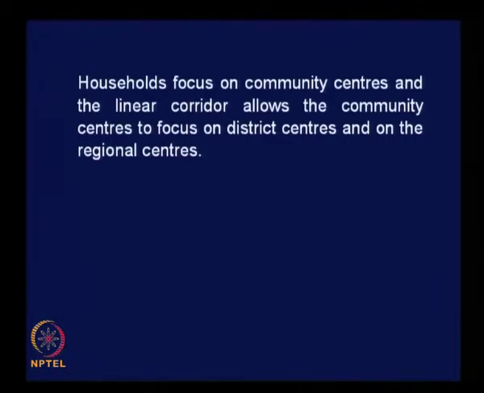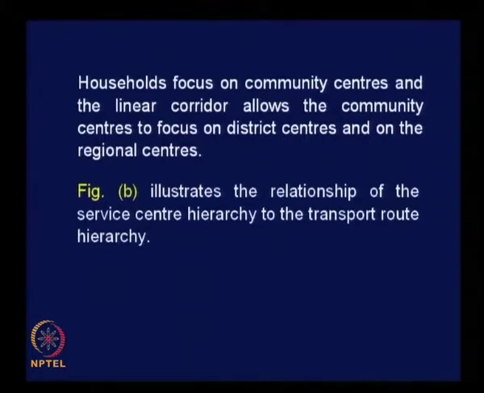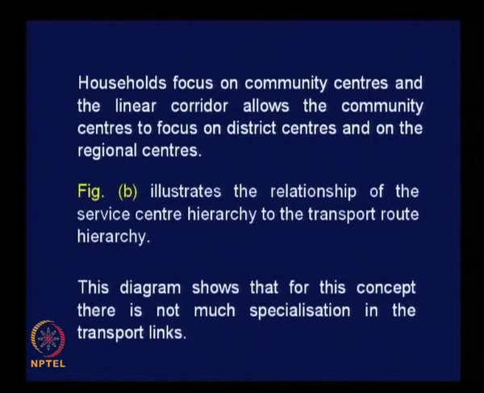So, to summarize what we have discussed, households focus on community centers here also, and the linear corridor allows community centers to focus on district centers and on the regional centers on the same corridor. Figure B, which we have already seen, illustrates the relationship between the two hierarchies, and this figure shows that for this concept there is not much specialization in the transport links, right. 1 and 2 are together and 3 alone is shown and 4 is not shown, okay. That is what is meant by this particular statement.